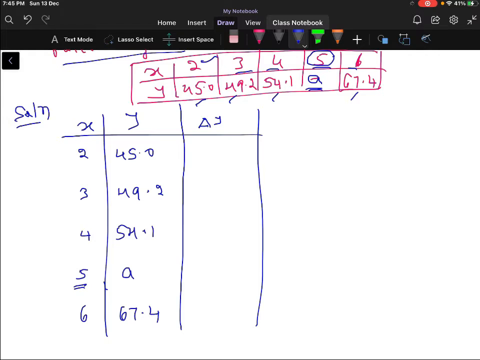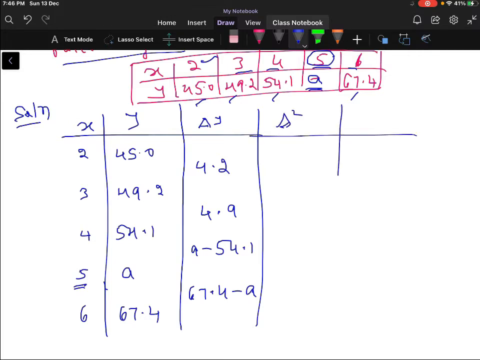So 49.2 minus 45.0, that is 4.2. 54.1 minus 49.2, that is 4.9. a minus 54.1. So next forward difference is 67.4 minus a.